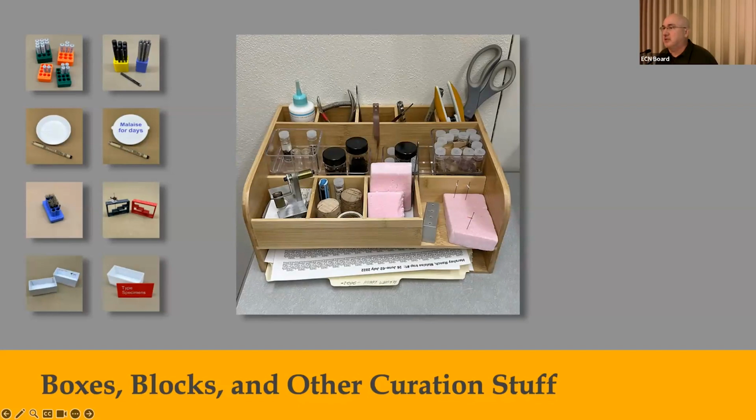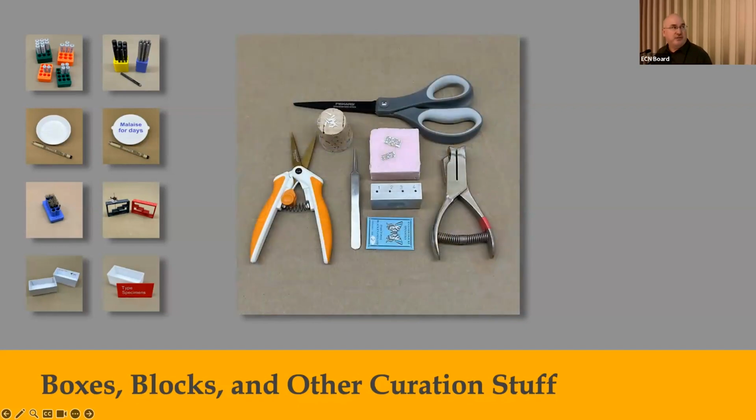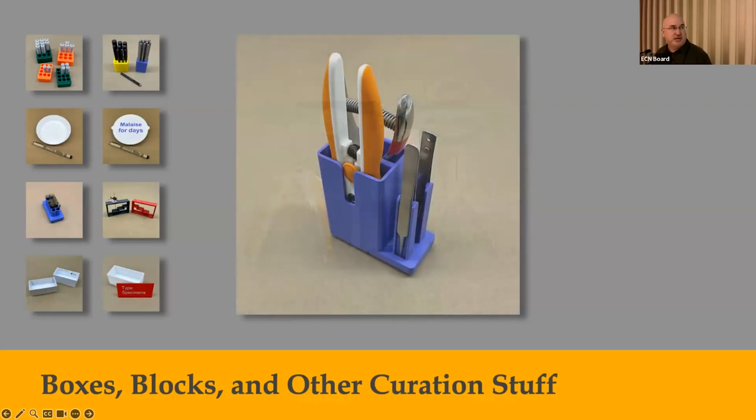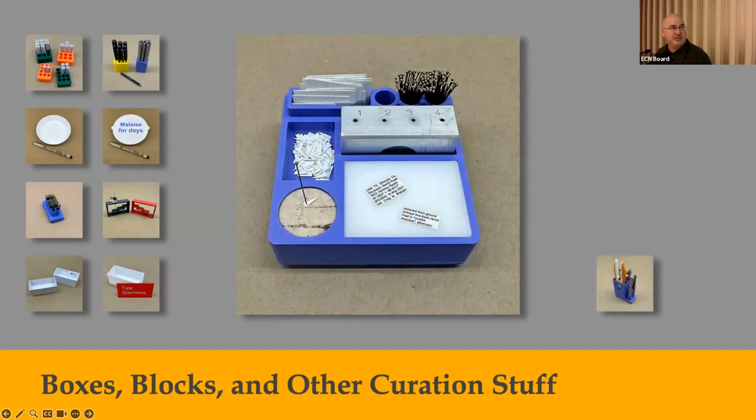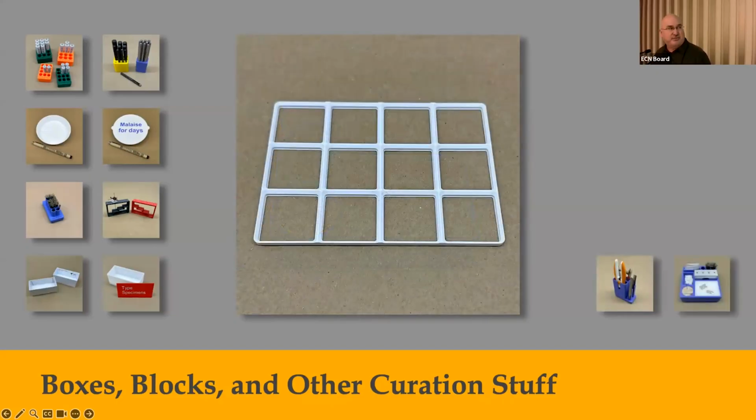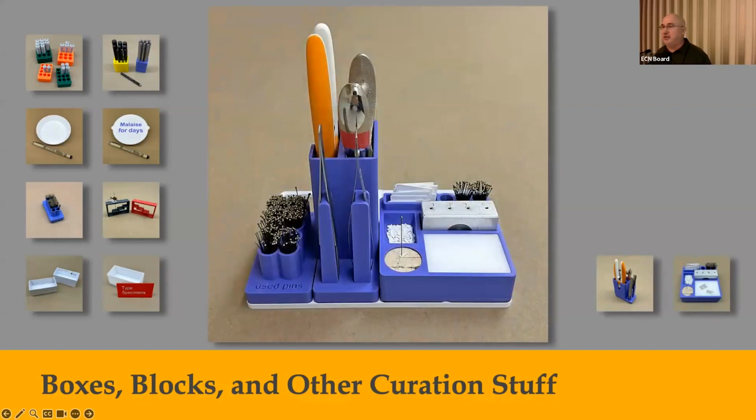I found this inexpensive bamboo organizing tray to put on my desk, and it holds all my curatorial tools and other things. But I like to have the stuff I use most often a little bit closer to me. So I designed this stand and I designed this curation station. And these actually are good candidates for the Gridfinity system because now I can add or subtract components as needed to whatever the task is at hand.